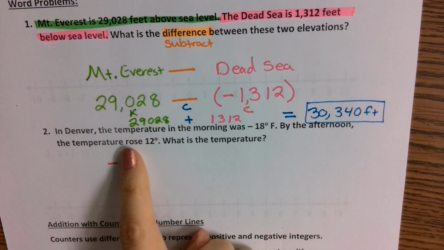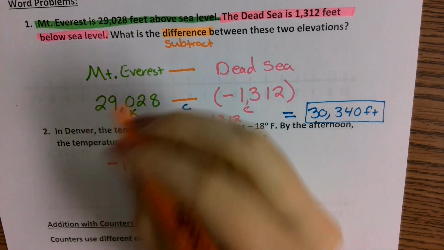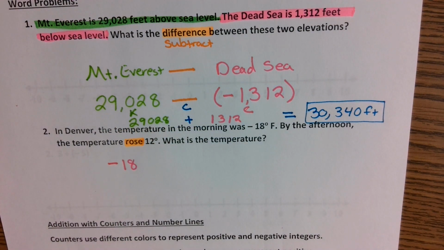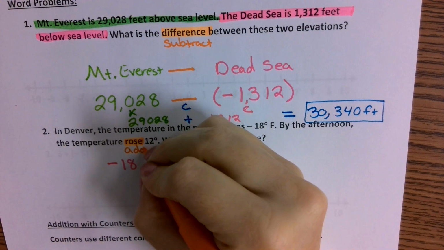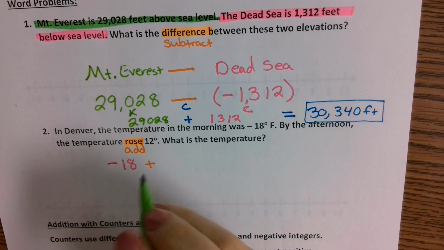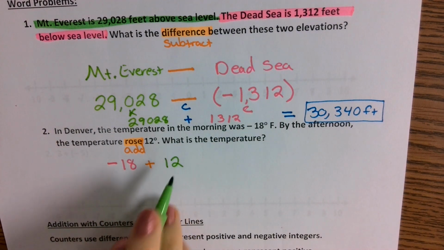Then we're given an operation. It rose 12 degrees. So what does the operation rose indicate? Well, increase is not an operation. That's just another word. What operation is it? Add. This is addition. We are going to add. So we're going to put addition, and we're going to add the 12 degrees to it. Okay, so we have negative 18 plus 12.